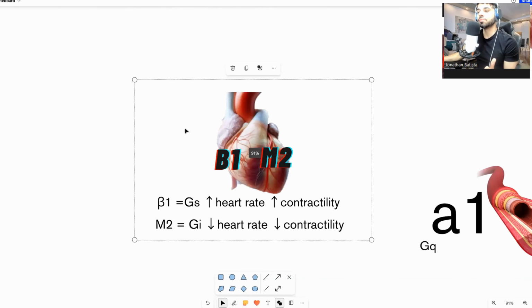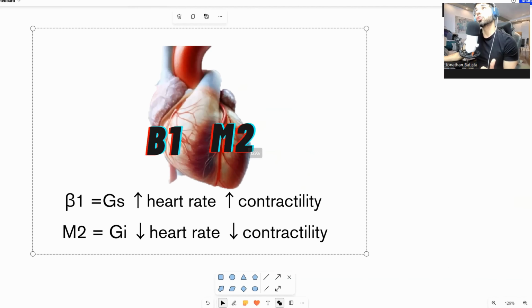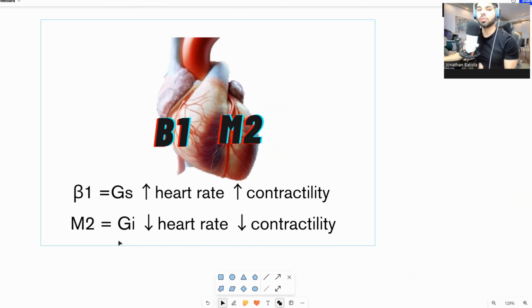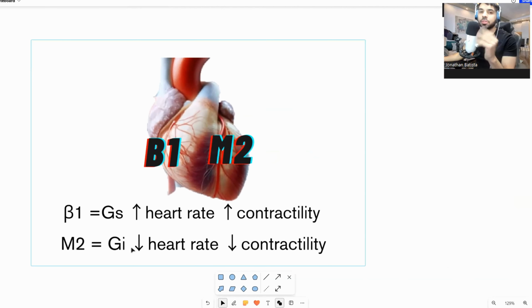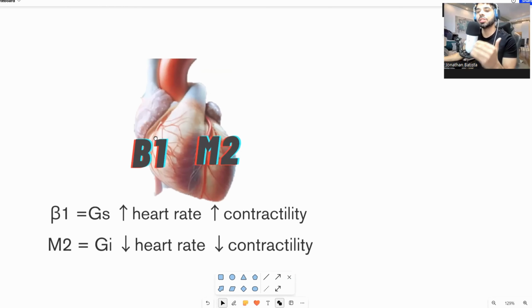If you look at it like this, beta 1 has an increase in heart rate and contractility. Remember, it utilizes the second messenger system that we mentioned before, Gs. Last class, we went into the second messenger system of Gs and how that works. And look at M2. M2 is Gi. It's inhibitory. So you're seeing here that they are contradicting each other, the battle of the receptors. That's the whole concept. So if I stimulate beta 1, it's going to cause a tachycardia, increase chronotropicity, increase inotropicity.